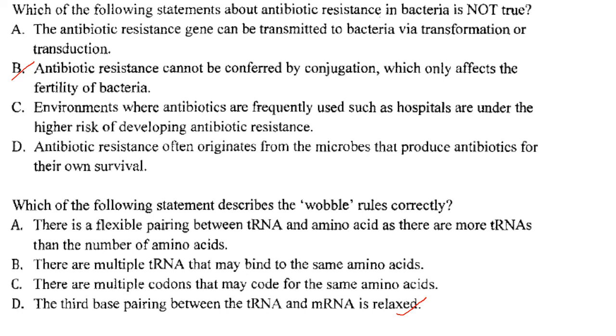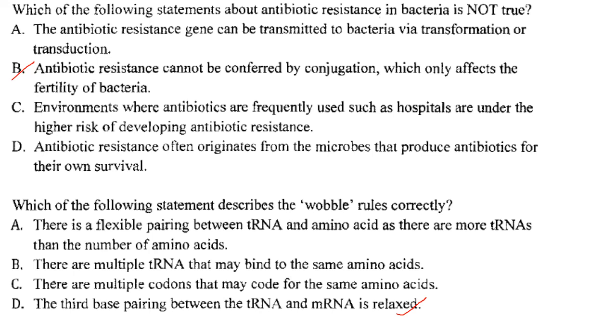Which of the following statements about antibiotic resistance in bacteria is not true? So antibiotic resistance cannot be conferred by conjugation, which only affects the fertility of bacteria. So that is not true. Answer is option B.